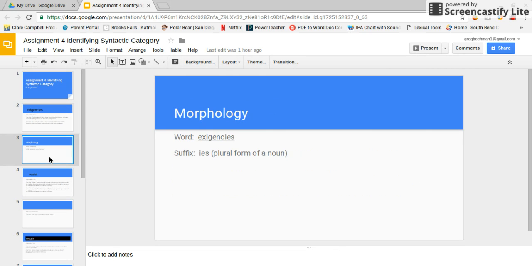My second test was using the tool morphology. As you can see, I've underlined the word from our assigned text, and I believe it is a noun because it has the plural IES.